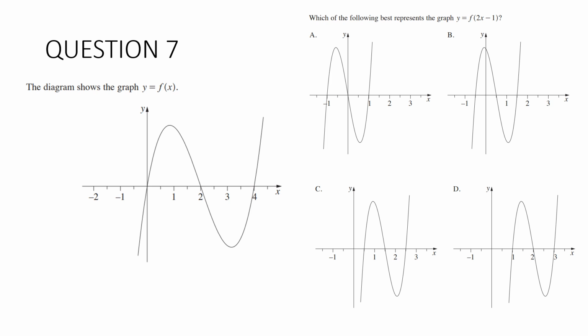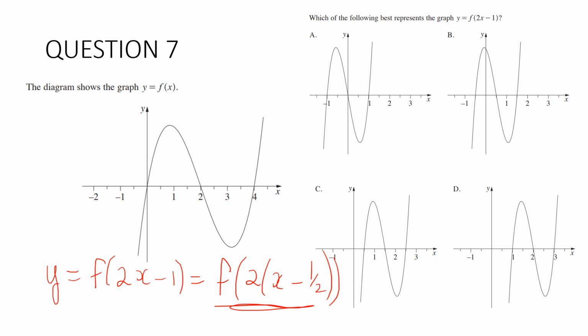Question 7, the diagram shows the graph of y is equal to f of x. Which of the following best represents the graph y equals f of 2x minus 1? Okay, so we've got y is equal to f of 2x minus 1. I like to factorise this. It just helps. So we've got two horizontal translations here. We've got a dilation of 2, so that's going to squish it together, push it together. And we've also got a horizontal translation, and it's going a half a unit to the right.